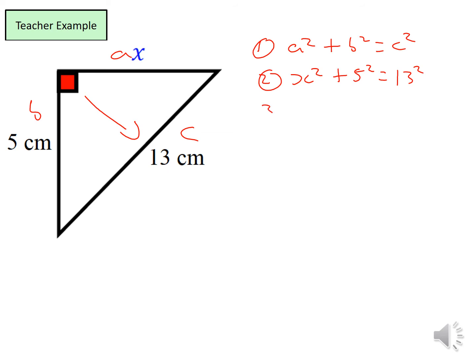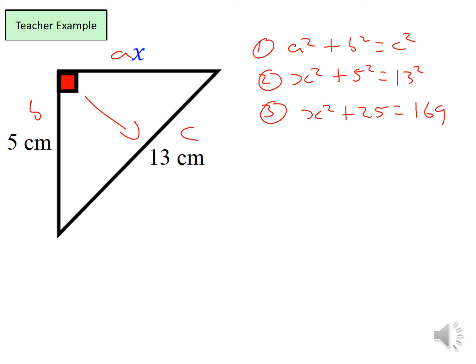The next step, what I need to do is carry out the calculations. So x squared we don't know, so we leave it as x squared, but 5 squared we know is 25, and 13 squared we know is 169. So we should have x squared plus 25 equals 169. Now we are trying to work out the value of x. So I need to use my knowledge from the previous lessons on solving equations to rearrange this to find the value of x.